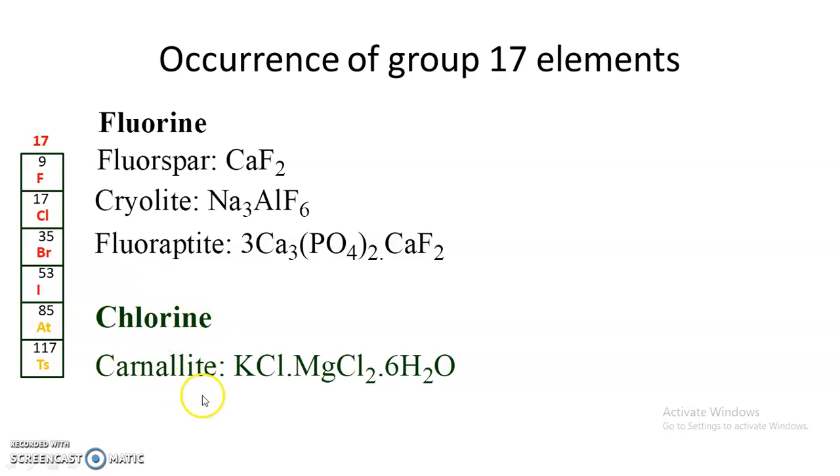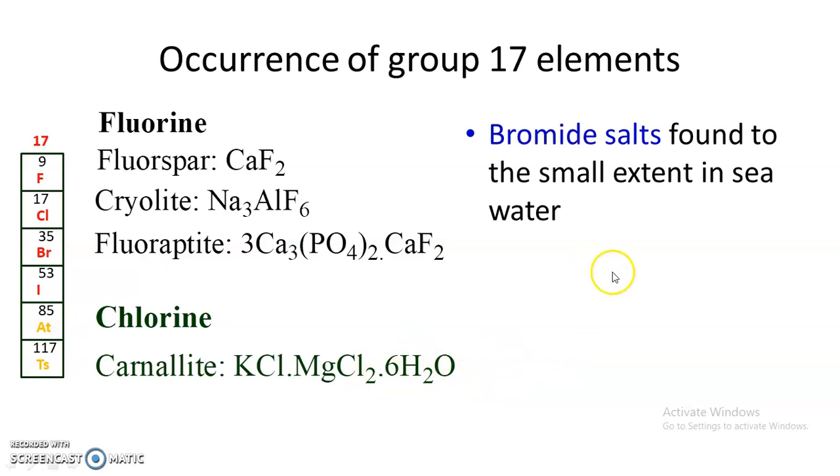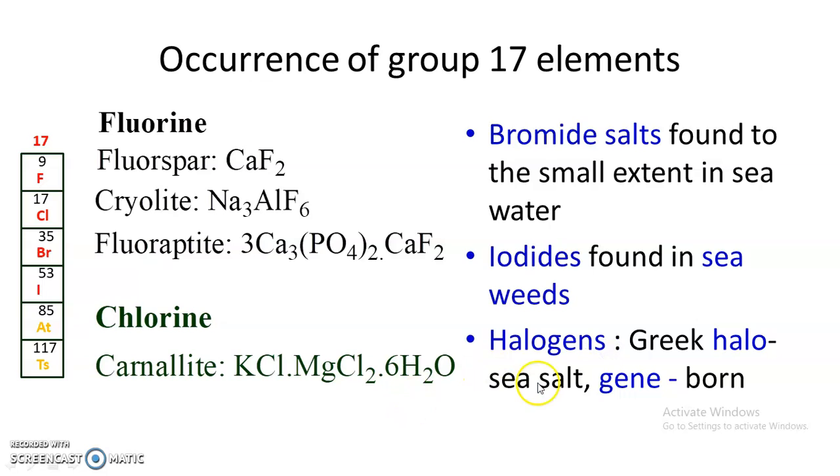Chlorine occurs in the form of carnallite in the earth's crust. Its composition is KCl, MgCl2, 6H2O. Bromide salts are found to a small extent in seawater, whereas iodides are found in seaweeds. Why are these called halogens? The Greek meaning of halogen is: halo means sea salt and gene means born. As most of these elements occur in sea salt, they are called halogens.